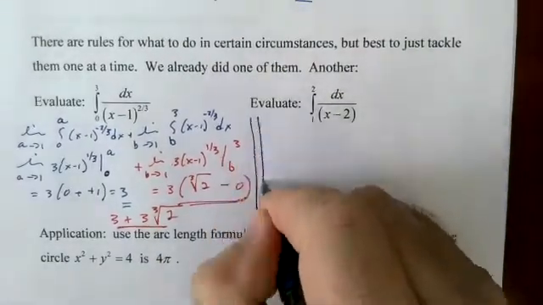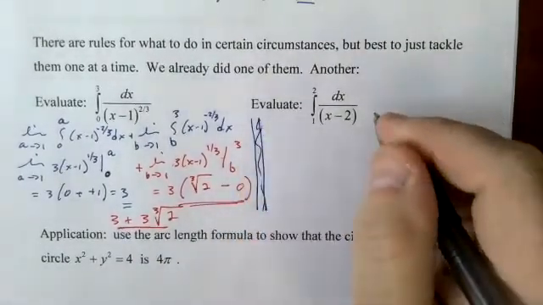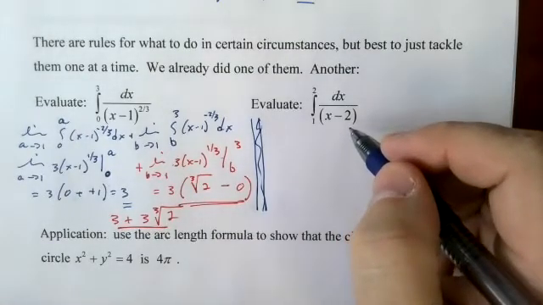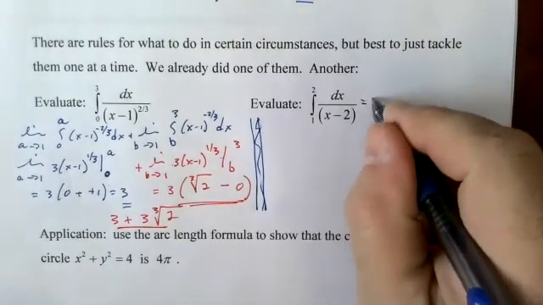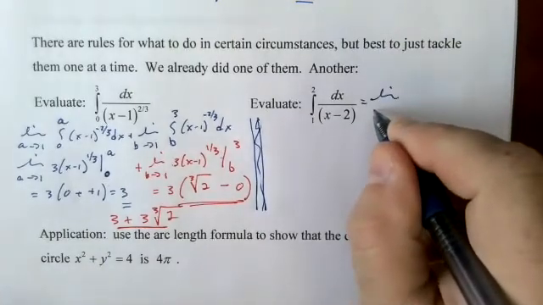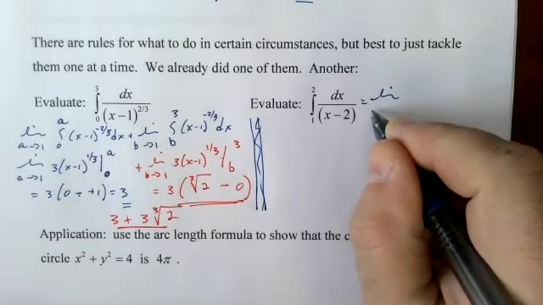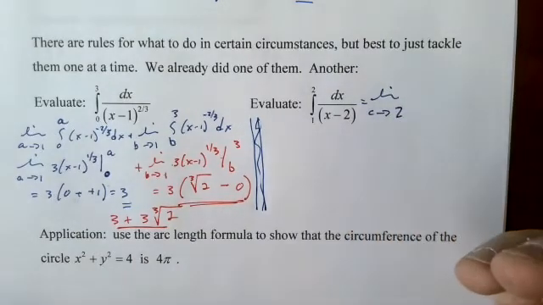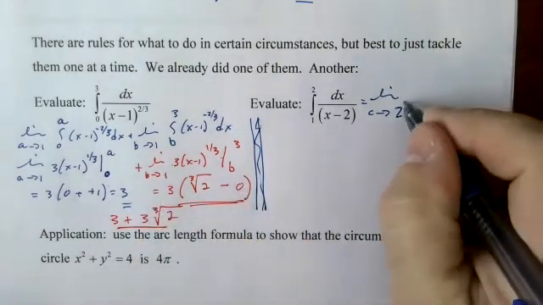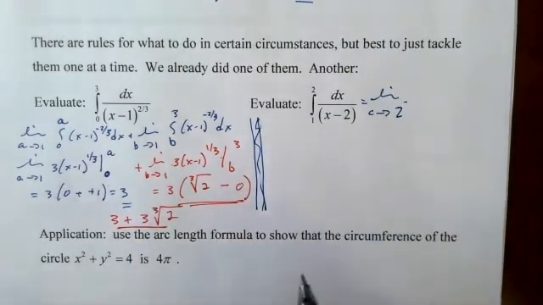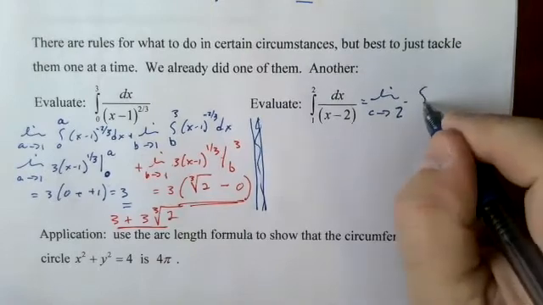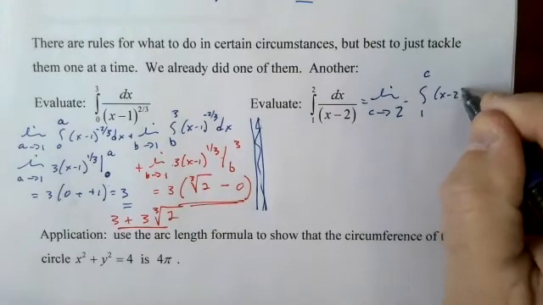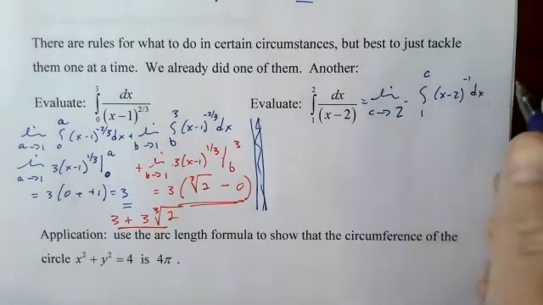All right, let's hope we have enough space here. We have an asymptote at 2. So we're going to go with C. Limit as C goes to 2, and we're coming from the left, so technically we should put a negative up there. If you don't, it's not going to be the end of the world. 1 to C, x minus 2 to the negative 1st dx.